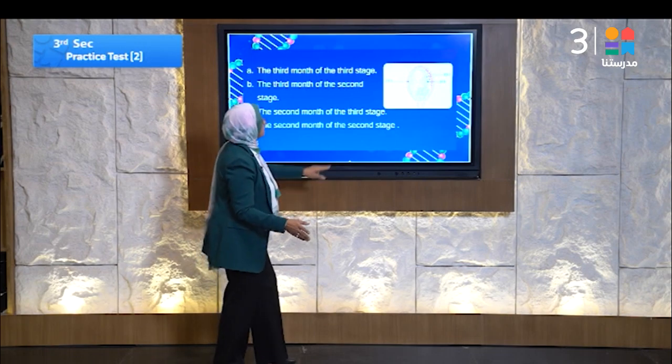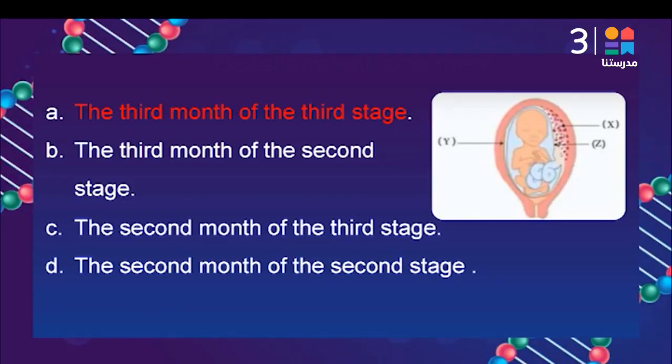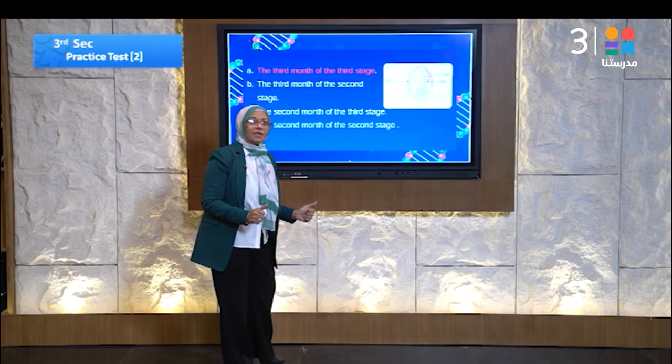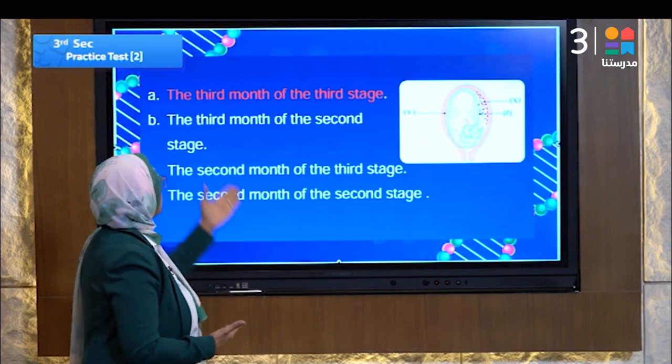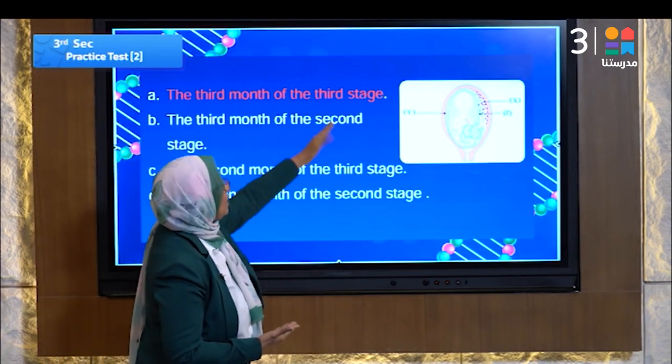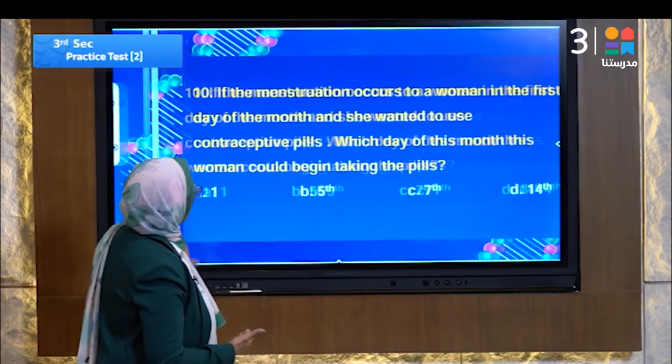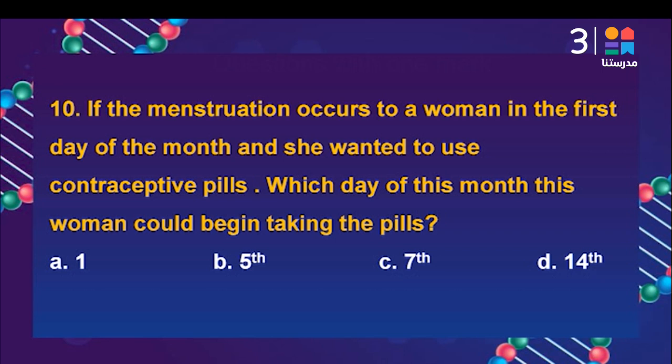Let's go to the answer. It will deliver at the 3rd month of the 3rd stage. Delivery after 9 months. After 9 months, the well-developed embryo will go out. 3 times 3 equals 9. Thanks. Let's go to question number 10.